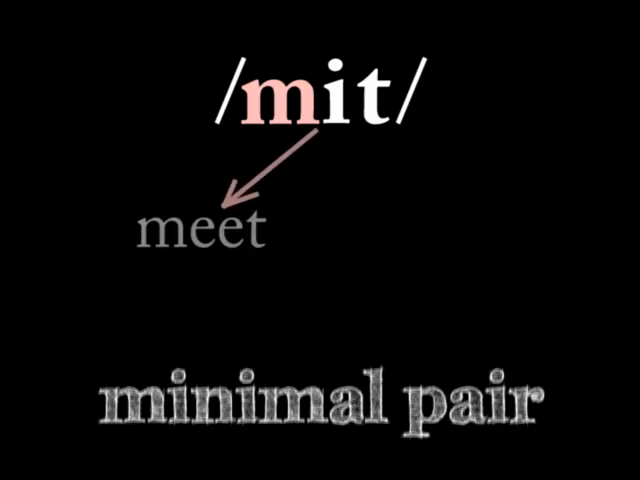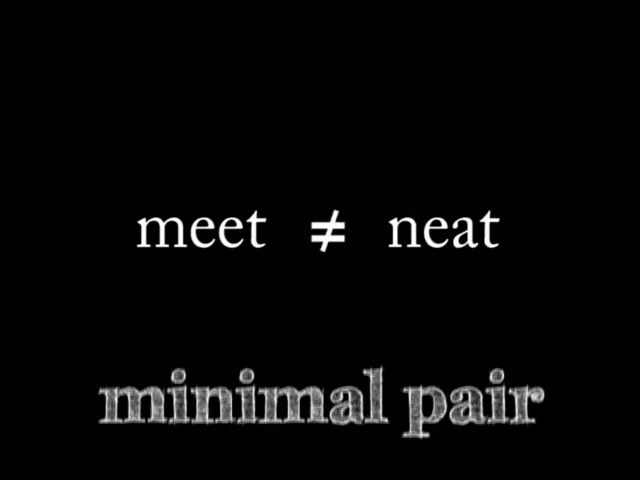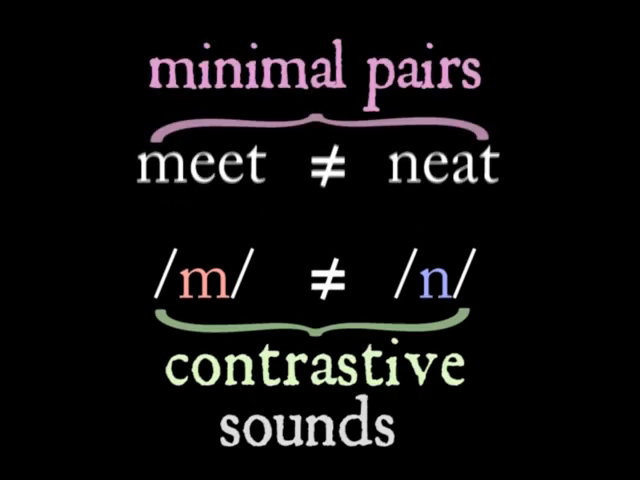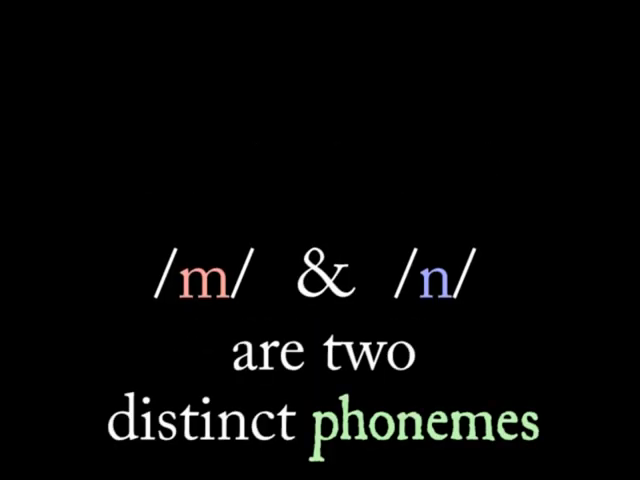Well, by holding all the other variables constant, we can see if switching the sounds in question changes the meaning of the word. If switching one sound for another changes the meaning, it follows that we're looking at two different words. And if they're two different words, English speakers treat the two sounds in question as different sounds. In this example, N and M are contrasted, and this contrast tells us that N and M are two distinct phonemes in English. A phoneme can have different pronunciations.